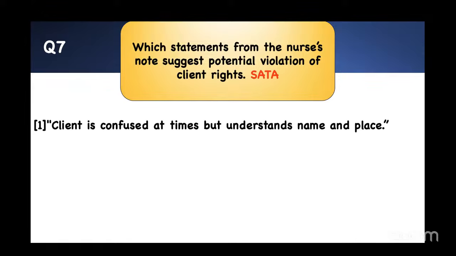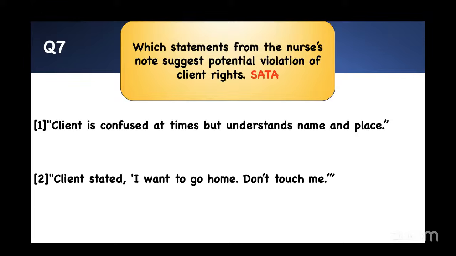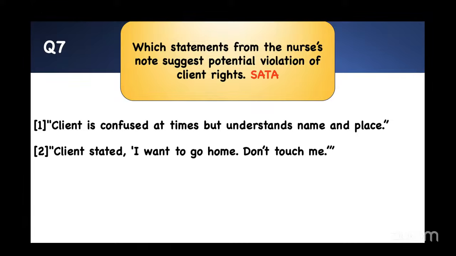Client is confused at times, but understands names and place. Is that a violation of the client's rights? What do you think? You can put that in the comment. Client states, I want to go home. Don't touch me. Does this suggest a potential violation of client rights?